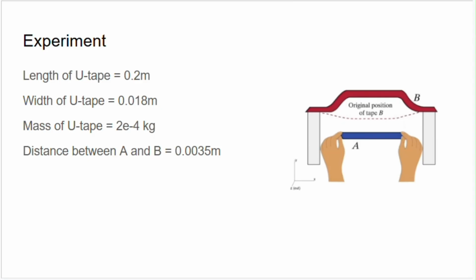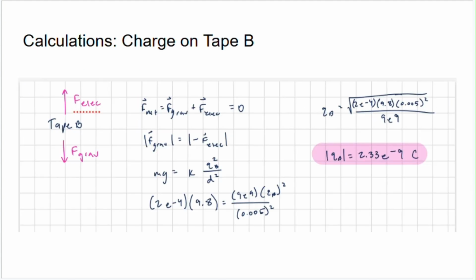For the experiment, we used two pieces of tape called U-tape. We measured them. The length of the U-tape is 0.2 meters. The width of it is 0.018 meters. The mass of it was 2 times 10 to the negative 4 kilograms, and the distance between the A tape and the B tape was 0.0035 meters as we measured.